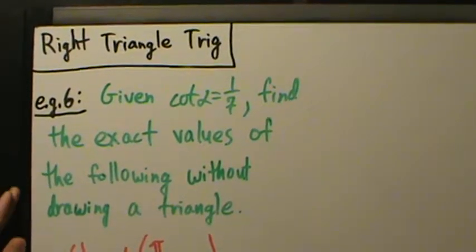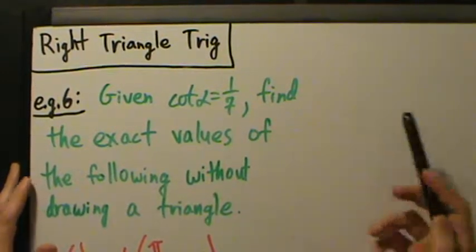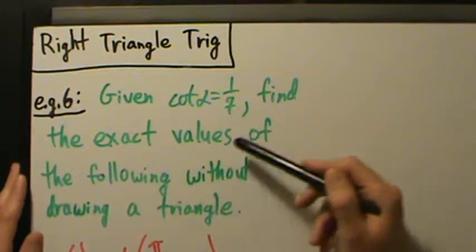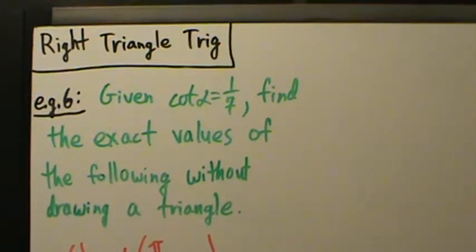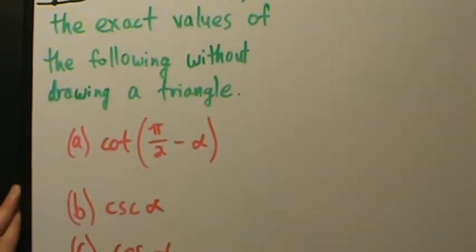Okay, here's example 6 with right triangle trig. So this is going to be a lot like example 5. Example 6: given cotangent of alpha equals 1/7, find the exact values of the following without drawing a triangle. Just like in example 5, we're going to do these with identities and not drawing right triangles.